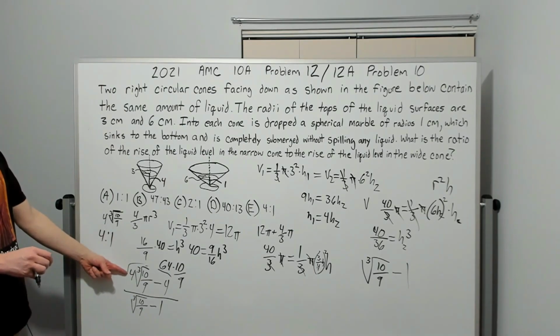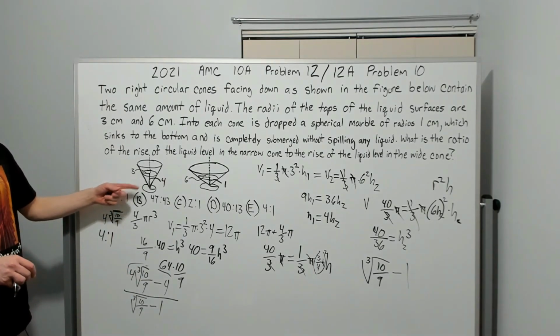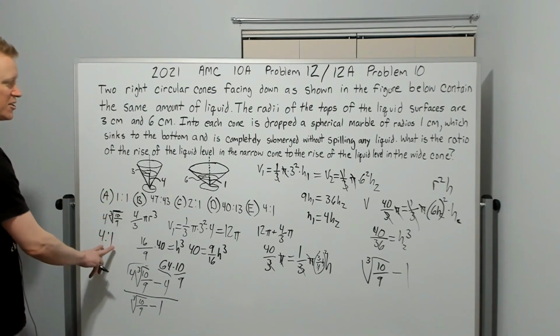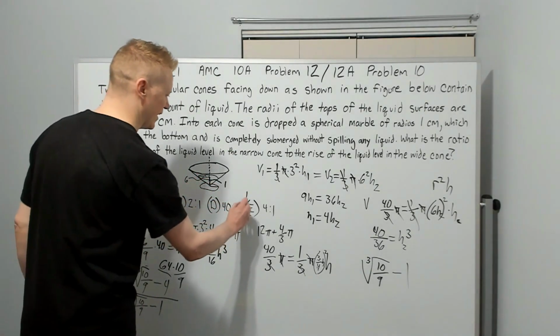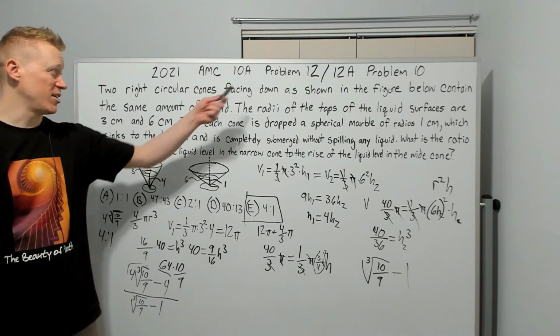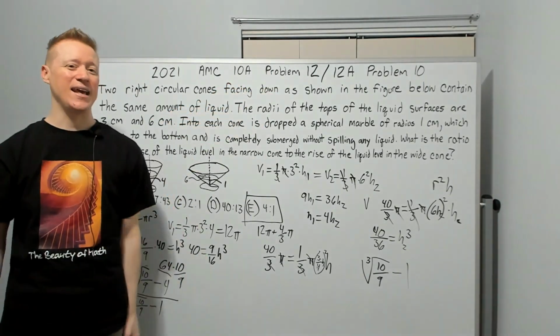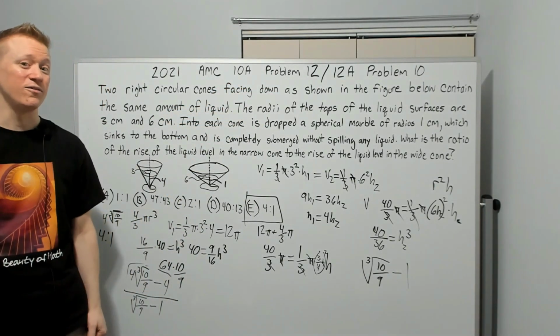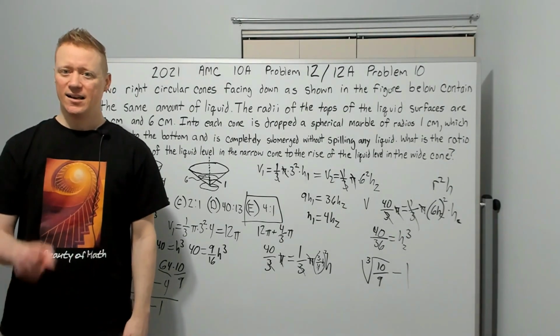Now we know this is the narrow cone because that's the one that we used first. So we get a 4-to-1 answer, answer choice E. Quite a difficult problem. It's really starting to get hard on the AMC 10 and the AMC 12. We're getting close to qualifying. That's probably why. On to the next problem.